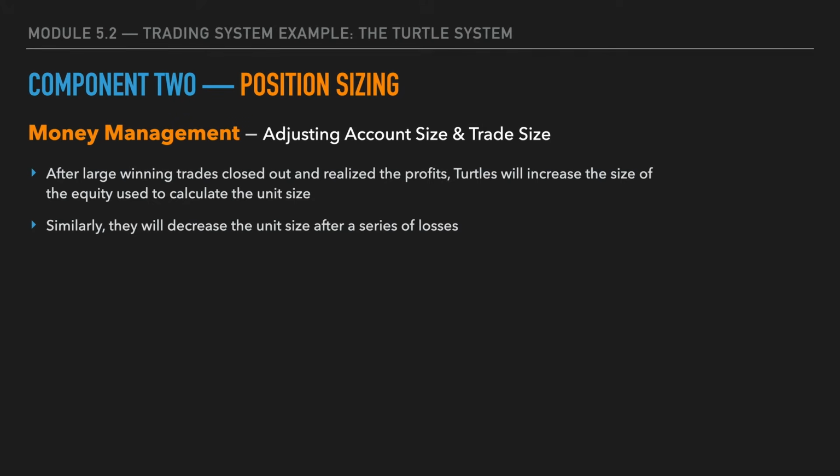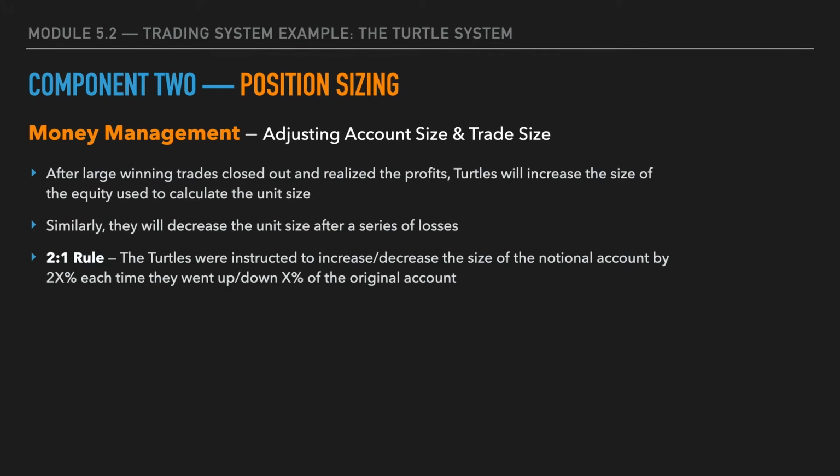Similarly, they will decrease the unit size after a series of losses. The Turtle trading system adopted a special money management rule. It's called the 2-to-1 ratio rule. Basically, it means that whenever their account goes up or down X%, they will increase or decrease their notional account size by 2X% accordingly.